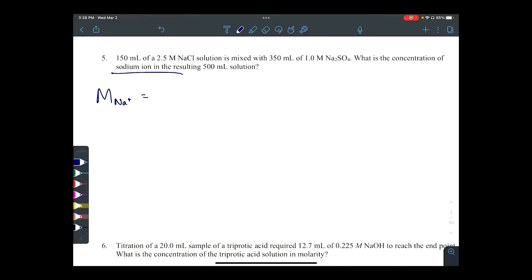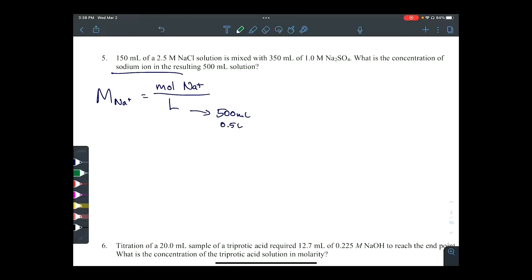Molarity has the unit of what? Moles per liter. So specifically, it's moles of sodium. We want to figure out how many moles of sodium we have over liters of the solution. Thankfully, we know the liters of the solution. We're mixing two things together, so the new volume is 500 milliliters, or 0.5 liters.